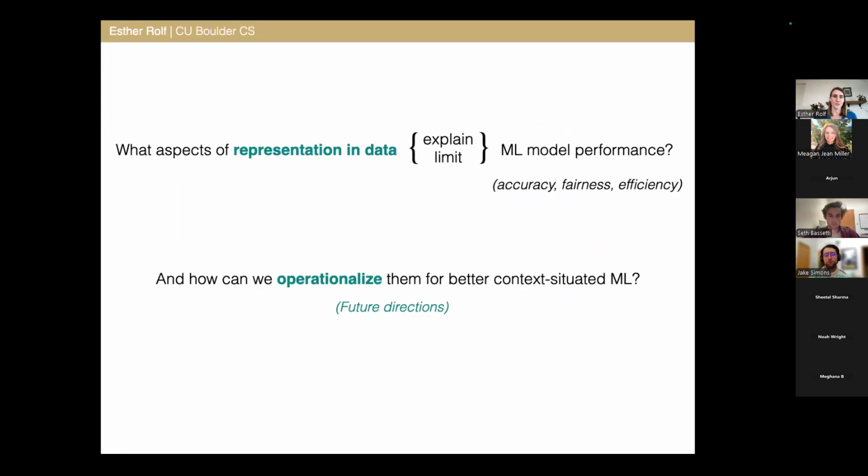Okay. So this is one way of thinking about representation in data: if we have a total training set of size n, what bins does that data come from? What demographic groups, what continents? It's a very coarse way to think about numerical representation, but it is still a way that we can operationalize understanding what types of model performance we should expect.